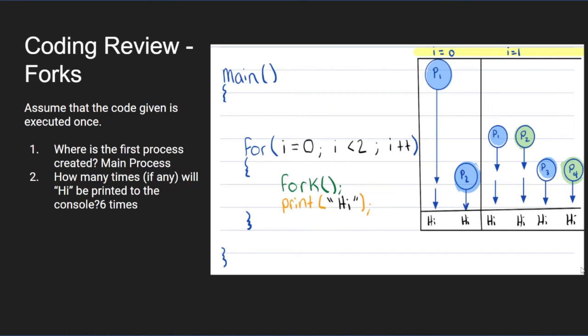All right, so that is correct. Number one is within the main, and then 6 times is the correct answer. Okay, so we've got some people that got 6. Does anyone want to tell us their thought process on how they arrived at their answer?